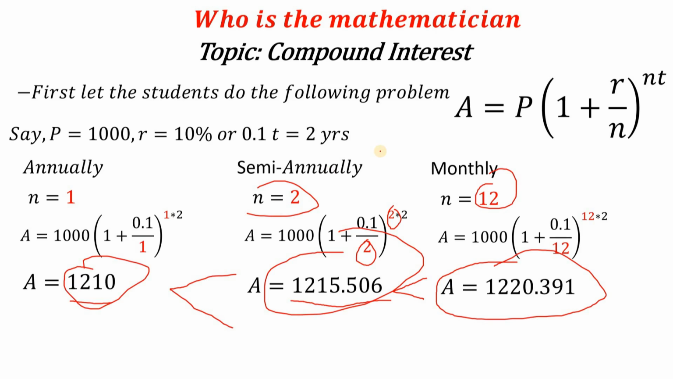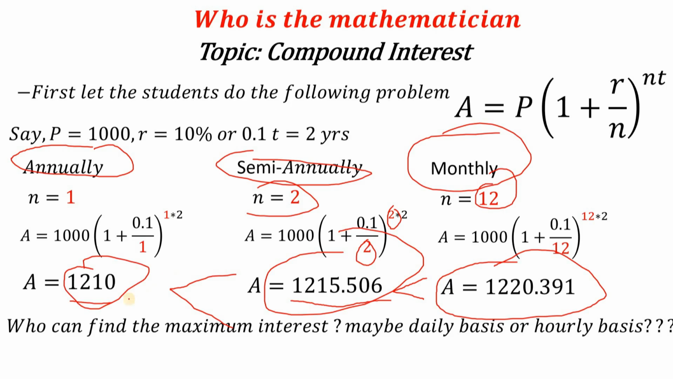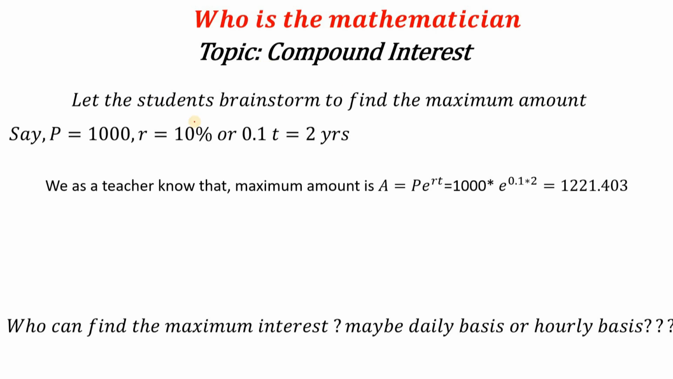So what we can see is that when the time of compounding decreases, that means from annual to semi-annual to monthly, the compound amount goes on increasing. So let the students find this pattern, and the main question of today is who can find the maximum interest or maximum amount, maybe on a daily basis or hourly basis, or is there any option? So first let the students brainstorm to find the maximum amount.